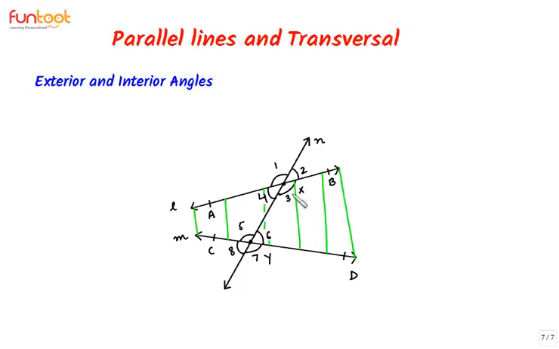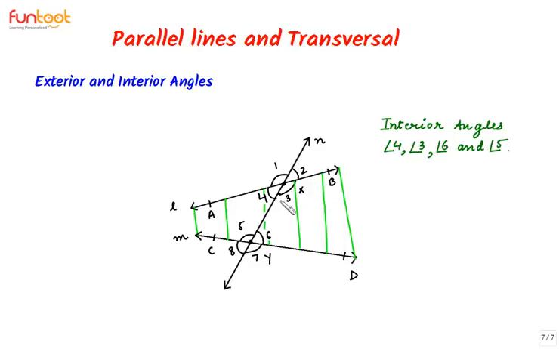Angles lying in this space, that means angle 4, angle 3, angle 6 and angle 5 are called interior angles. So interior angles are angle 4, angle 3, angle 6 and angle 5.